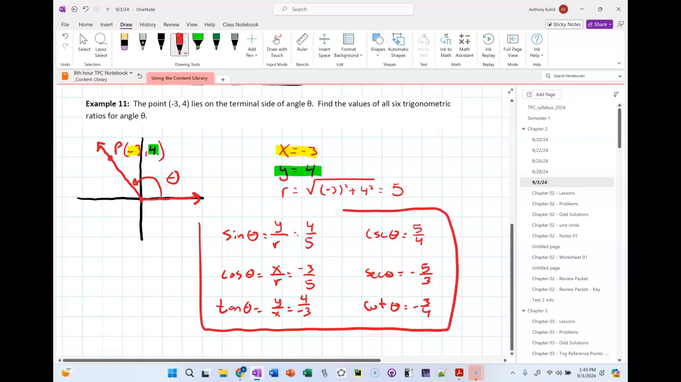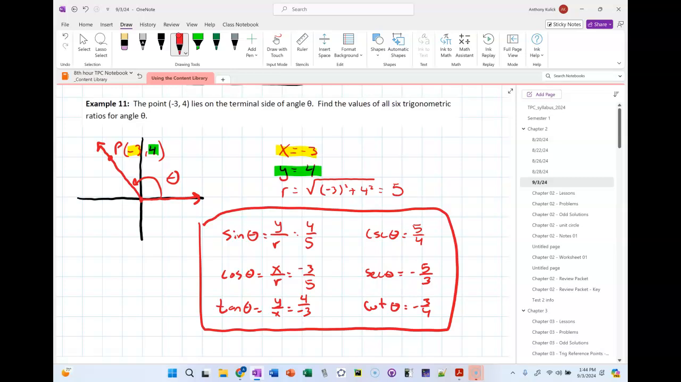That was pretty quick and easy, right? It's not too bad. Just had to figure out what r was and then plug stuff into our new formulas.